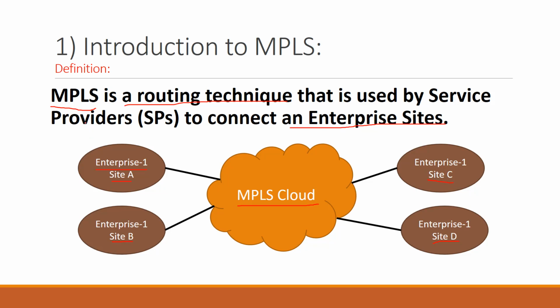But MPLS in its most basic form, MPLS unicast IP forwarding, is used to connect sites that belong to only one enterprise. But if we want to add more enterprises or more customers, we will find a problem. So this problem we will demonstrate in the coming slides.